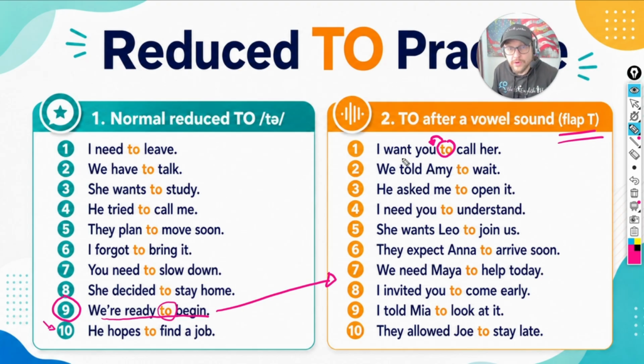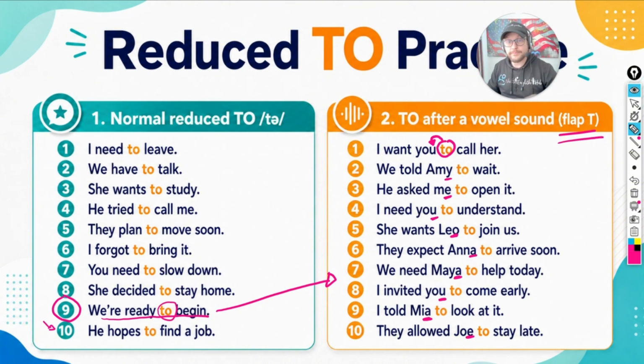In this case: I want you. We told Amy. He asked me. I need you. She wants Leo. They expect Anna. We need Maya. I invited you. I told Mia. They allowed Joe. So when it comes after a vowel sound, the T is going to turn into a flap T. So listen to how I pronounce it. Pause the video if you need to, and repeat.